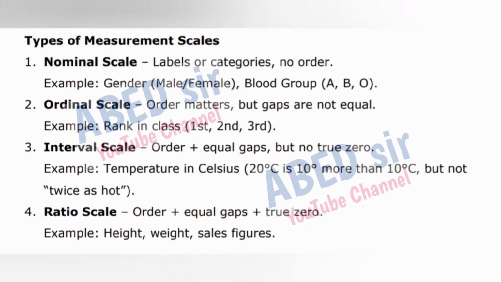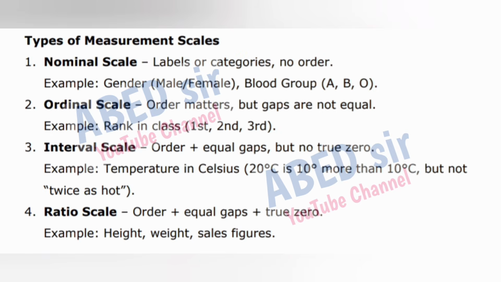Types of measurement scales. 1. Nominal scale, labels or categories, no order. Example: gender, male, female, blood group, A, B, O. 2. Ordinal scale, order matters, but gaps are not equal. Example: rank in class, first, second, third.